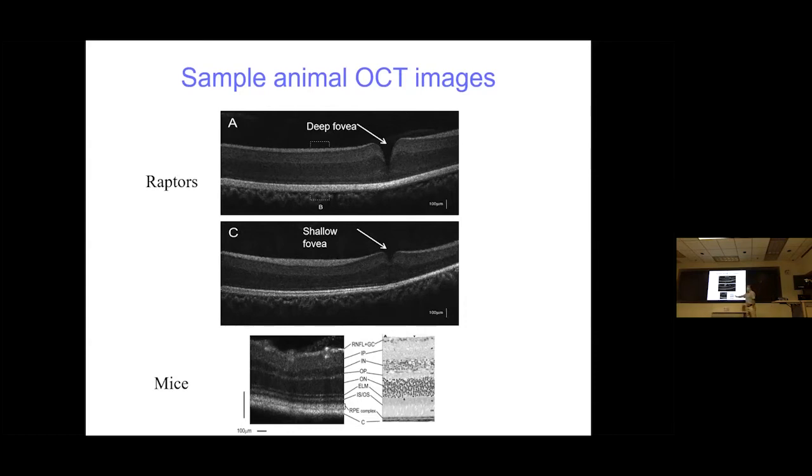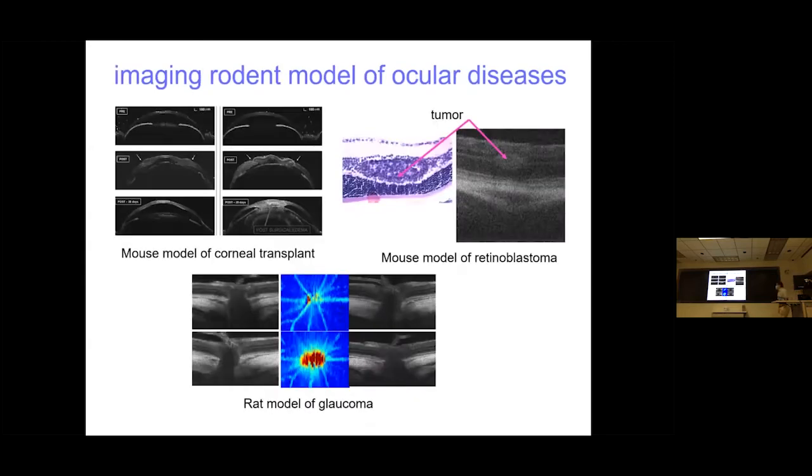Here is an image of a mouse. This one actually is the first high-resolution image of a mouse retina. We also applied our technology to image corneal transplants. This work was done at Bascom Palmer Eye Institute when I was a faculty member there.